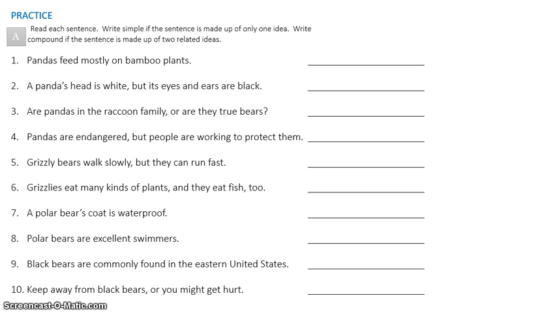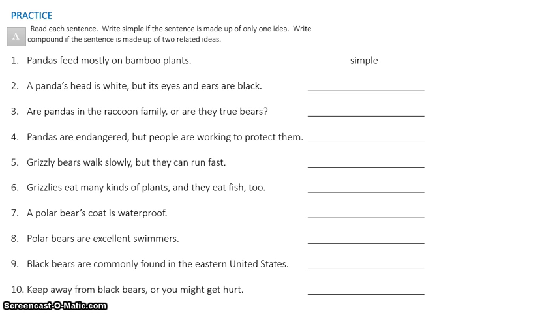So we're either going to write the words compound or simple on the line. So let's look at number 1. Pandas feed mostly on bamboo plants. That's one idea. It has one subject. It has one predicate. The subject is pandas. The predicate is feed. Remember, another word for predicate is verb. Now, do you see one of those coordinating conjunction words in there? Do you see the words and, but, or, and it has a comma in front of it? Well, the answer is no. So that is going to be a simple sentence.